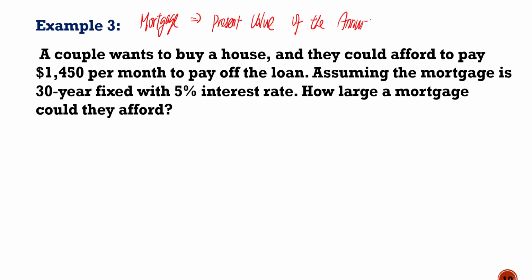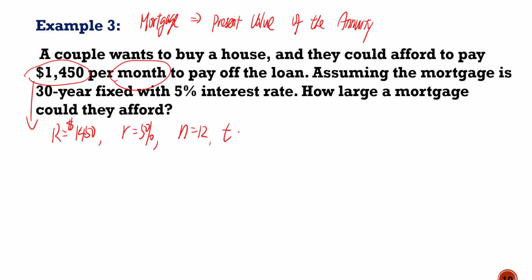Using the present value annuity formula, first of all. And then also they could afford to make $1,450 regular payment. Here the R is $1,450. And then the rate is 5%, a 30-year fixed mortgage, and it's compounding monthly because it's monthly payment. n equals 12, t equals 30 years. For the 30-year fixed mortgage, the monthly payment is the same over the life of the mortgage. And we are looking for the present value of the annuity.